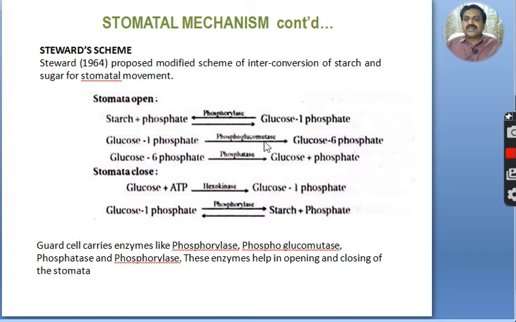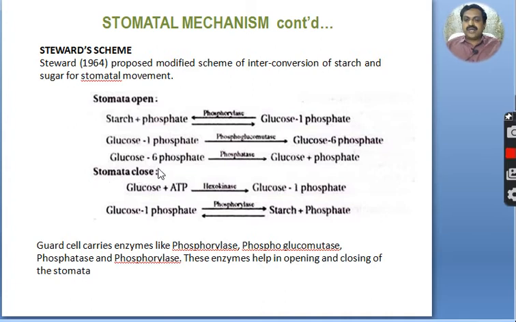So hence, since glucose is formed in the guard cell, the concentration of the guard cell sap increases, which attracts water into the guard cells, that is endosmosis, which increases the turgor pressure, hence the stomata opens. Whereas during night time, stomata closes.